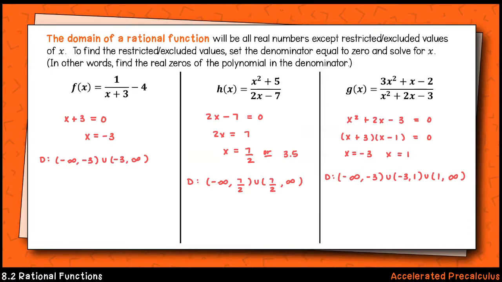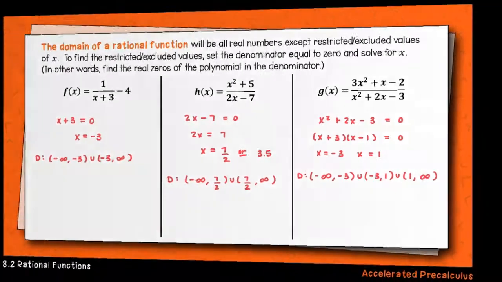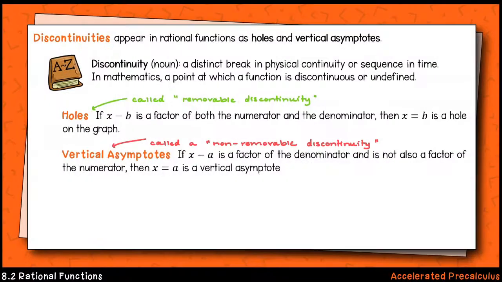You'll often find it easiest to factor second and third degree polynomials to find the zeros. Once you're comfortable finding the domain restrictions, we can go a step further by classifying those excluded values as discontinuities. Rational functions will have up to 2 types of discontinuities: holes, which are also called removable discontinuities, and vertical asymptotes, which are called non-removable discontinuities.